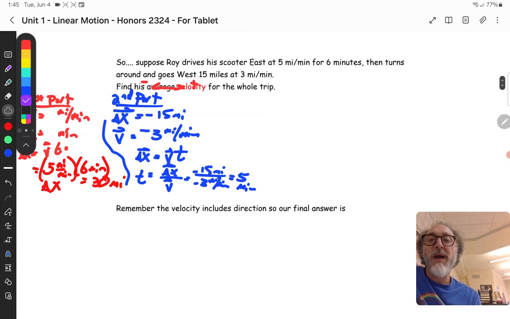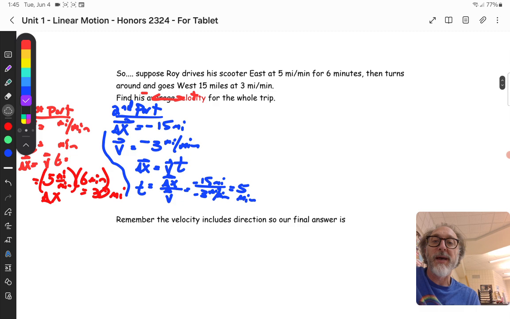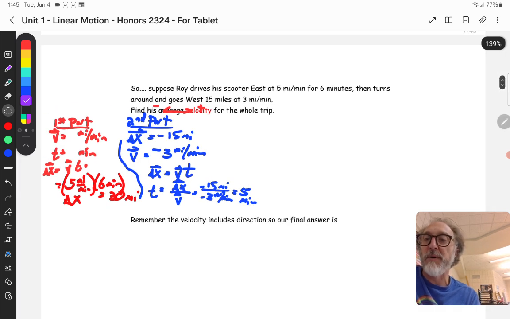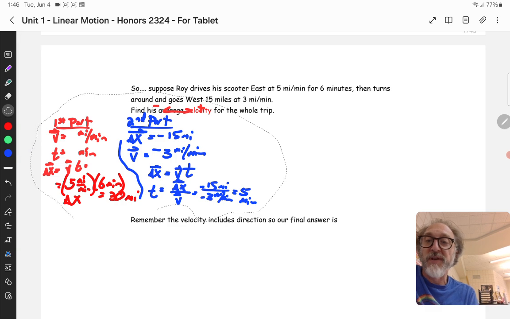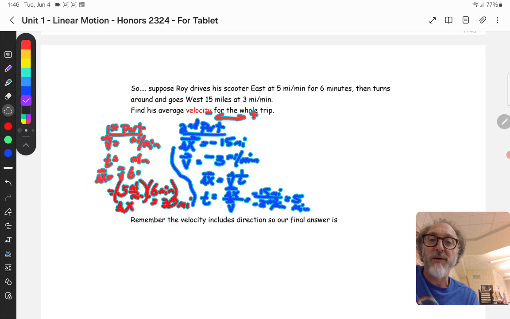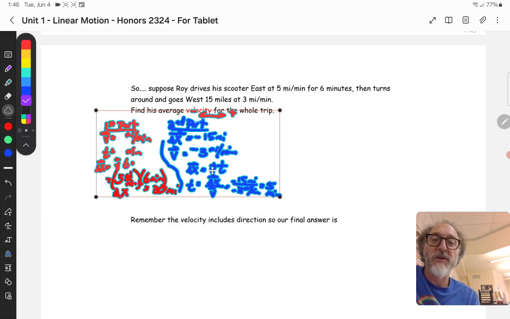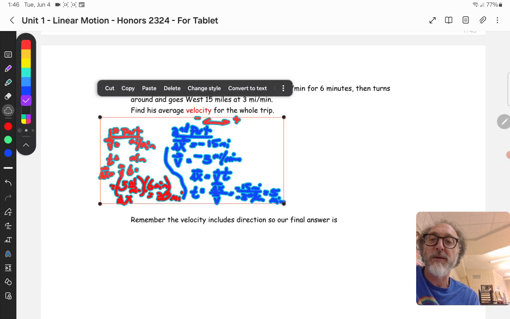All right, so now, same thing. It's the exact same problem, but this time we're trying to find the average velocity for the whole trip. So again, a lot of these numbers are the same, right? Let me move this a little bit more. And you might want to maybe pause the video at this point and just recopy this down. Just take a second and do that. It might be time well spent. Let's see, how else can I fix this?